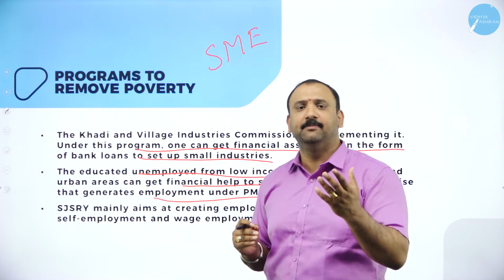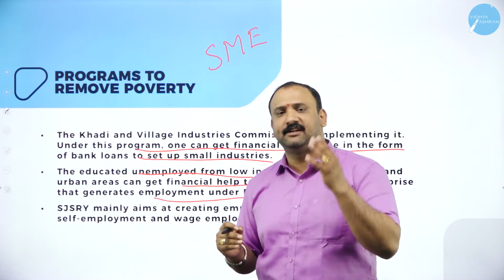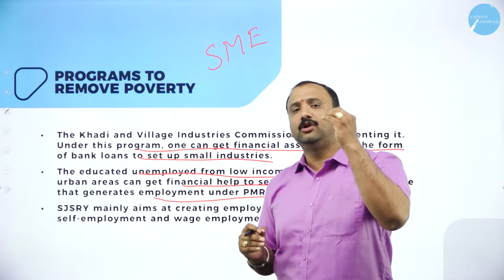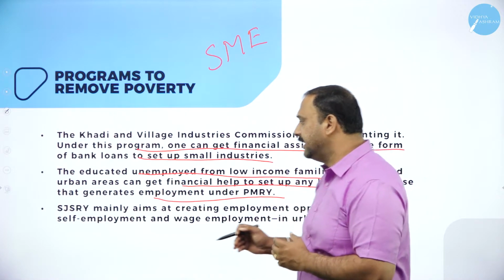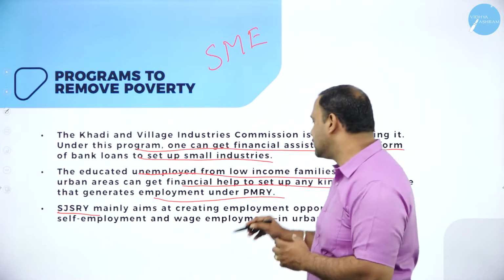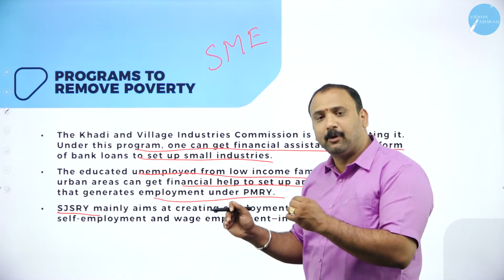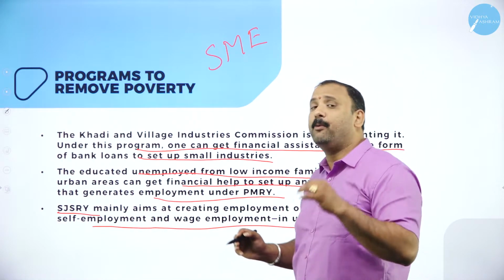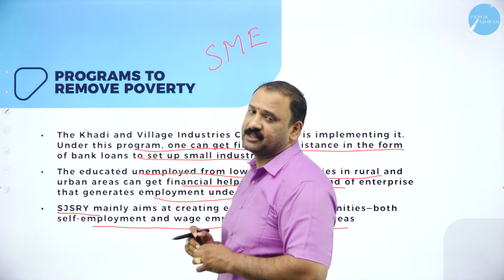So the PMRY scheme was definitely a very big success and a very big hit in India, because of which we were able to generate a lot of employment factors. Similarly, the Swarna Jayanti Yojana was mainly creating employment for self-sustainability, that is, self-employment and wage employment both in urban areas as well as in rural.